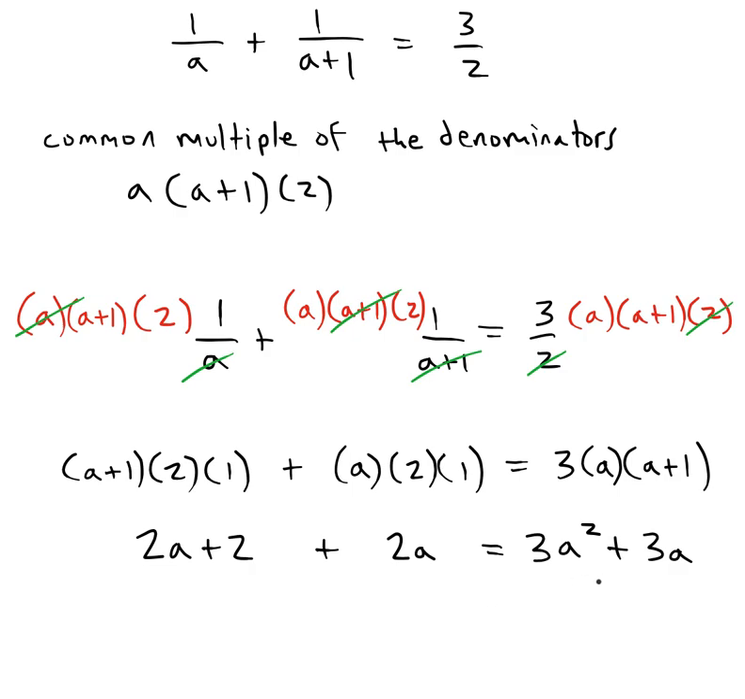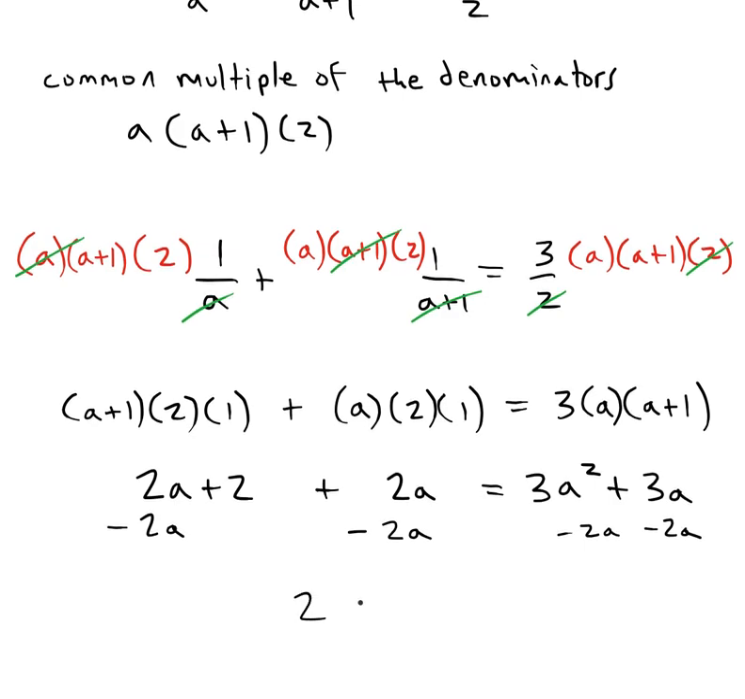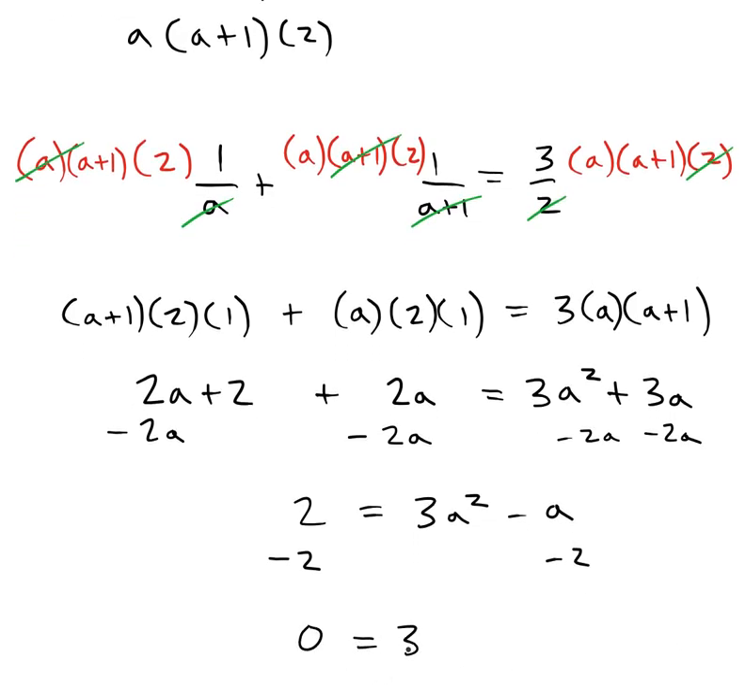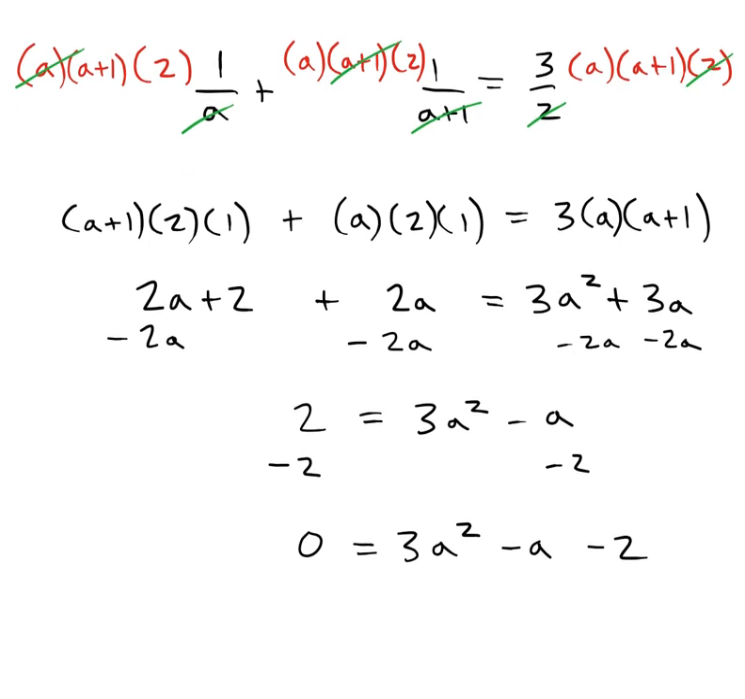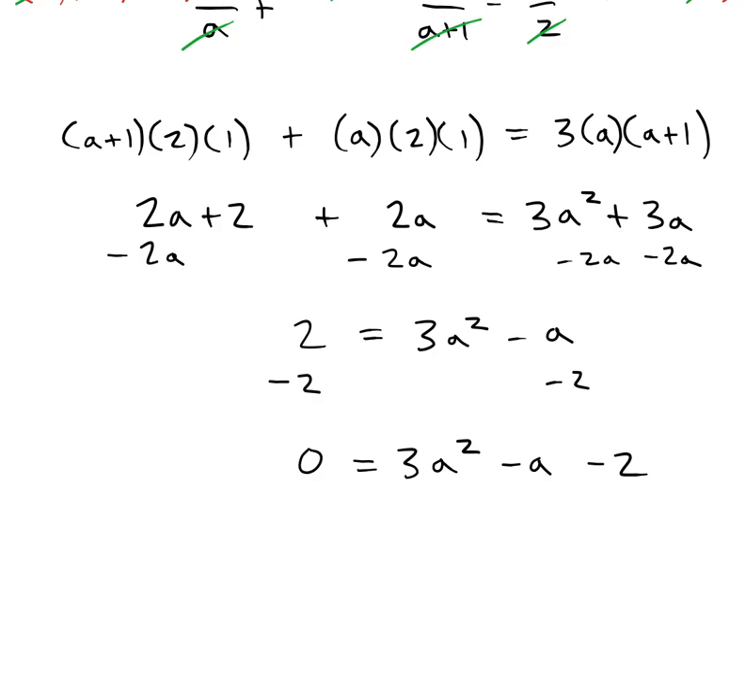Anyway, let's get all the a's onto the same side. So we'll have 2 equals 3a squared minus a. Let's even move that 2 over as well. We'll get 0 equals 3a squared minus a minus 2. And it's a quadratic now. So we'll use our techniques of either factoring or quadratic formula to finally determine what a must be.